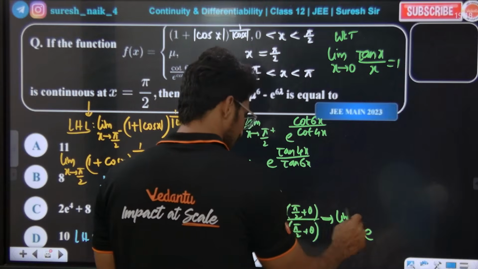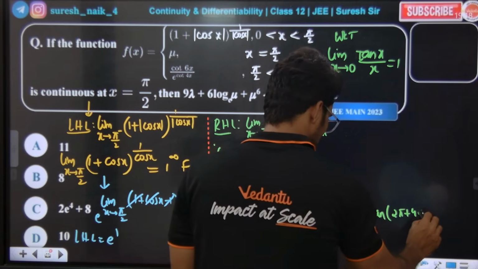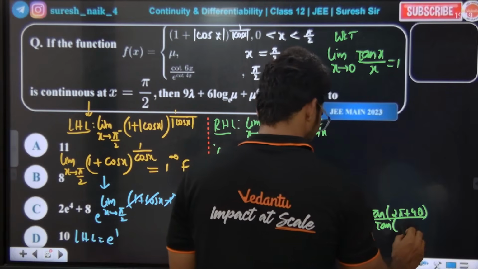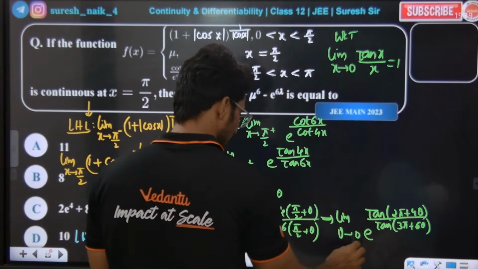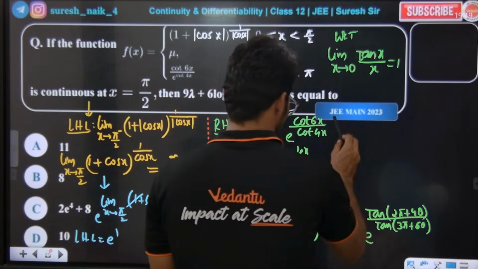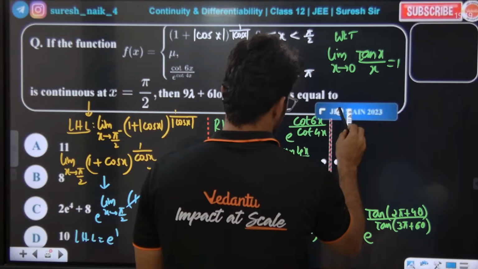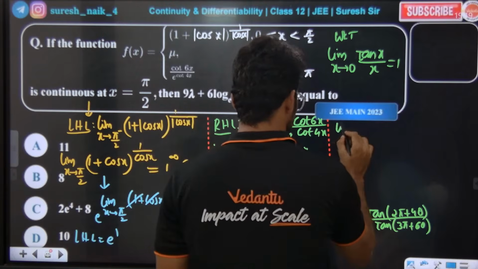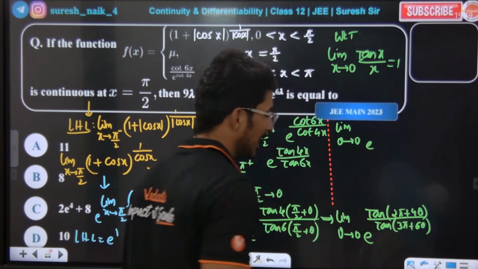So tan 2 pi plus 4 theta divided by tan 3 pi plus 6 theta. Does everyone understand? This is a slightly super question. Listen. Okay, now see correctly: limit theta tending towards 0, e power of tan 2 pi plus 4 theta.